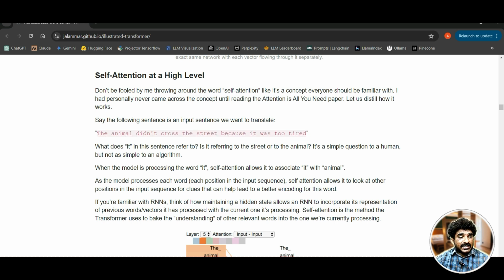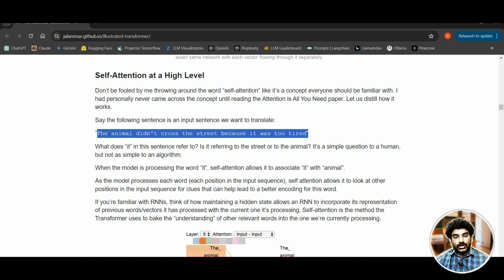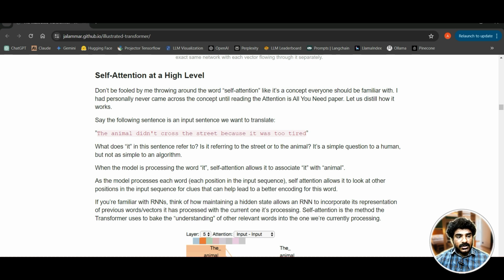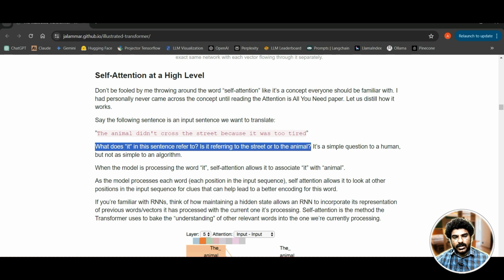So the sentence says the animal didn't cross the street because it was too tired, right? Now you understand there are two main things in this one: the animal and the street. The sentence says the animal didn't cross the street because it was too tired. Now what does this "it" refer to here? This is very important. So what does "it" in this sentence refer to? Is it referring to the street or the animal?